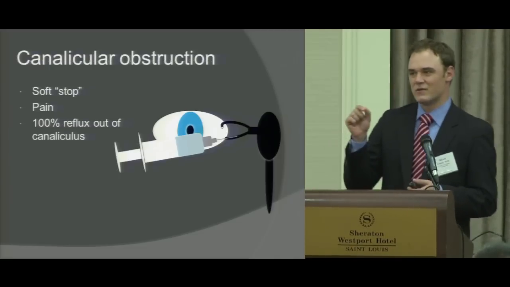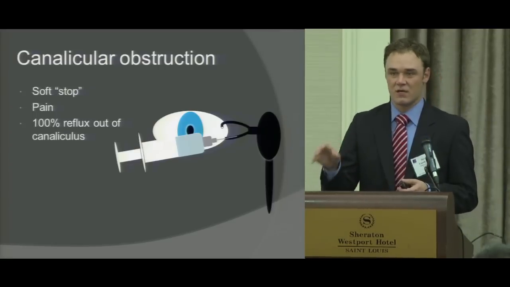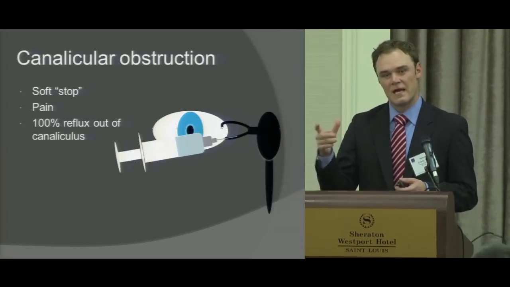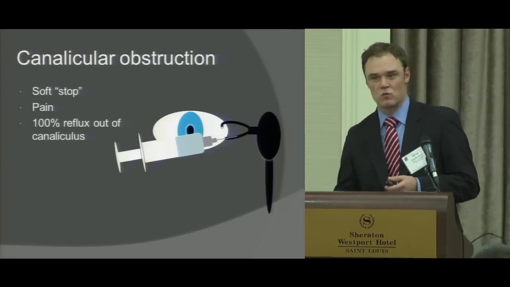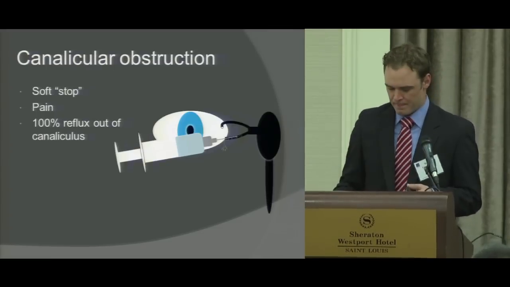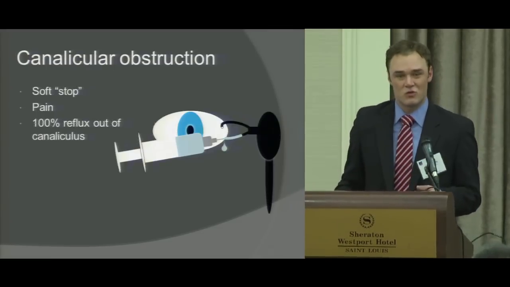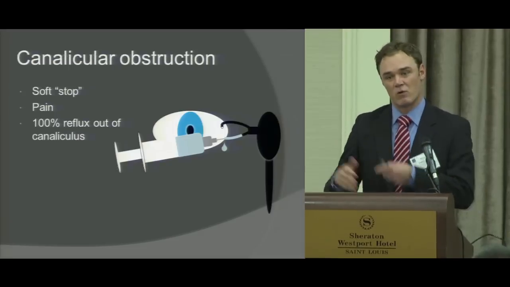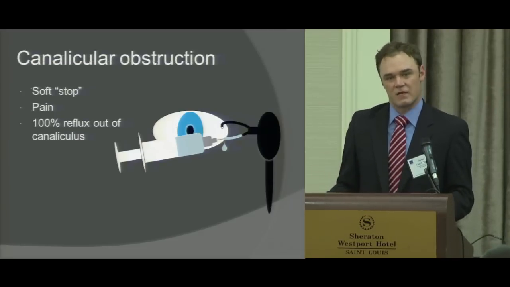So if I go into the canaliculus of the tear duct, that's just the narrow tube, and I squirt fluid, and it comes right back out the tube, the same way that I'm going in, like this, that's an obstruction of the canaliculus. And we're going to talk about this, but that requires a specific kind of treatment.